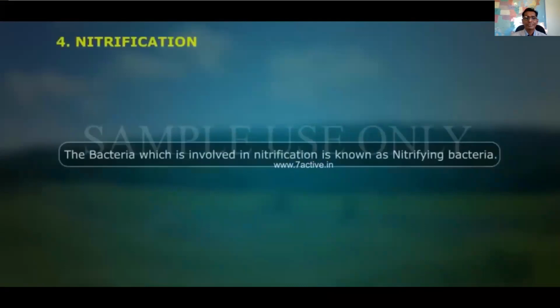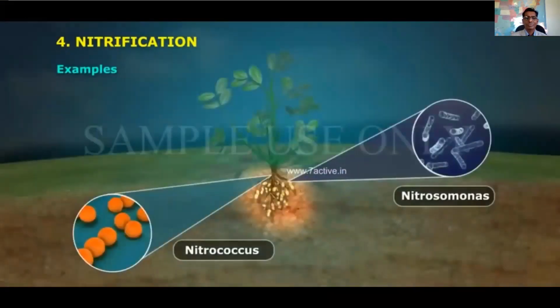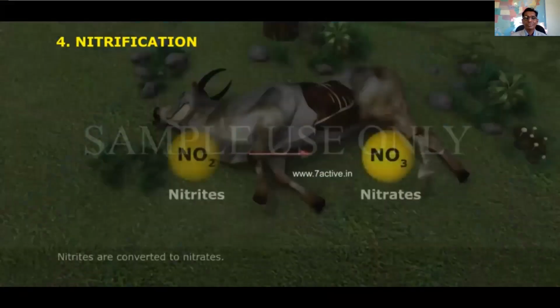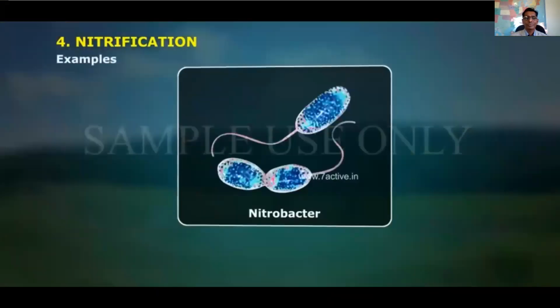4. Nitrification. The bacteria involved in nitrification are known as nitrifying bacteria. Ammonia is first converted to nitrites. Examples: Nitrosomonas, Nitrococcus. Nitrites are then converted to nitrates. Example: Nitrobacter.